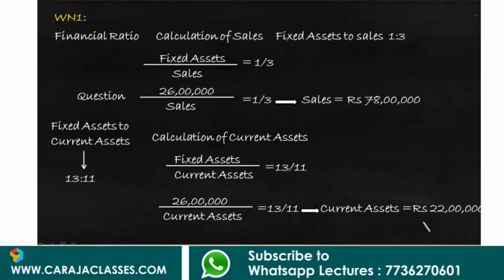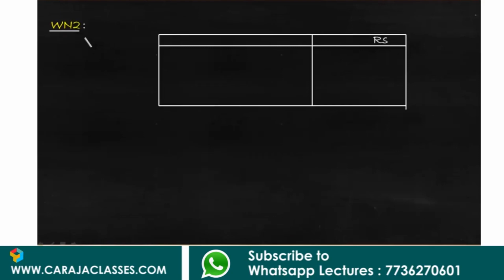Next, we'll prepare working note 2, and let this working note be for works cost. Why should we compute works cost? Because in the question there is a mention that raw material cost is 20% of works cost, and direct wages is 10% of works cost. So it becomes important for us to find works cost. So let's calculate the works cost first.